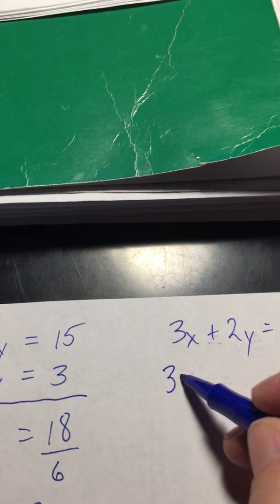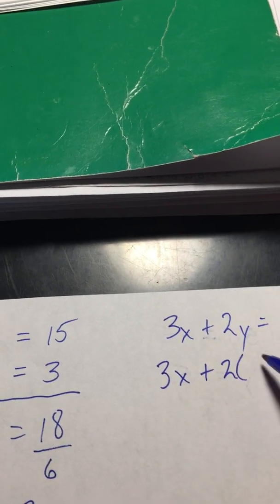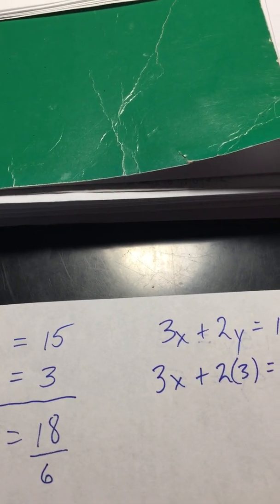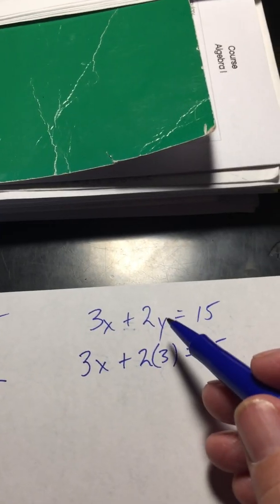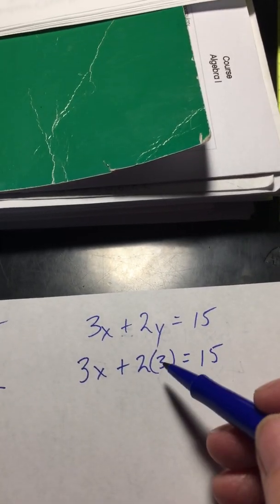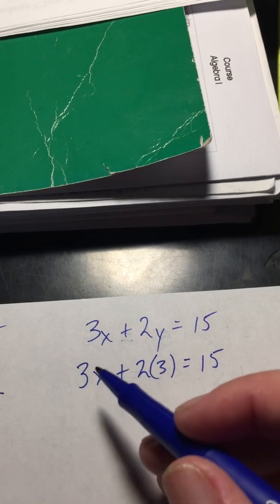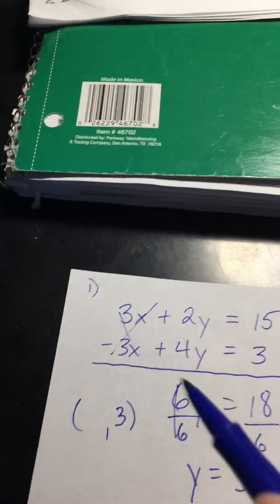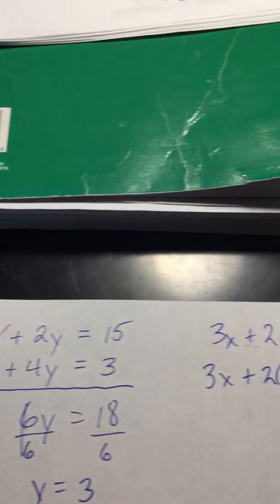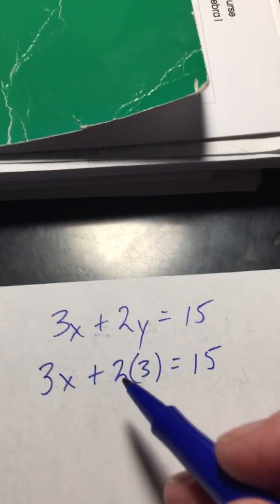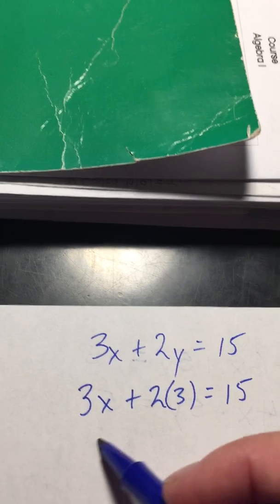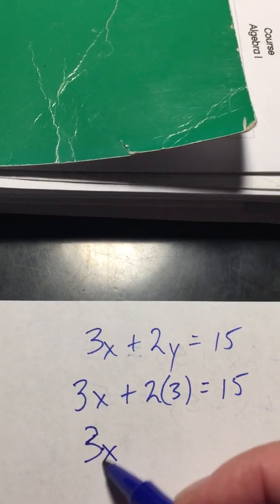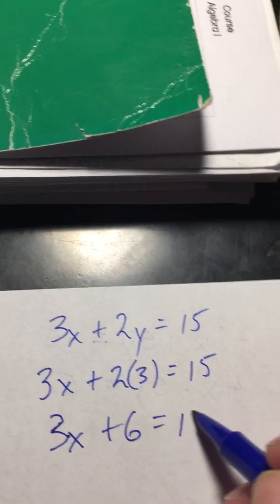So now I have 3x plus 2 times 3 is equal to 15. All I did was, we said y was 3, and so I plugged in the 3 there. All I have to do now is solve this equation for x, because x is the only variable in it, and then I will know what the x is in my ordered pair. Isn't this the coolest technique ever? So, of course, 2 times 3 is 6, so now this is 3x plus 6 is equal to 15.